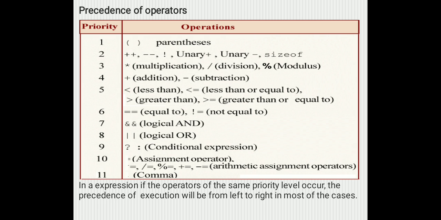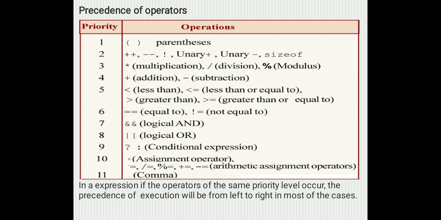And the next is the precedence of operators. Just like BODMAS in mathematics, here in C++ we use the precedence of operators. First preference goes to the parenthesis. Then second preference: plus plus, minus minus, the not symbol, unary plus, unary minus, sizeof. And third priority is multiplication, division, modulus, and fourth addition and subtraction.